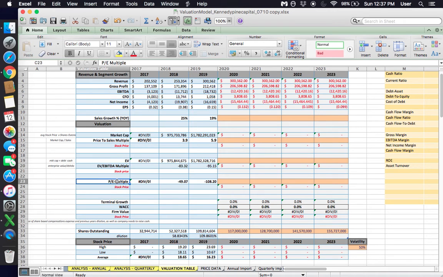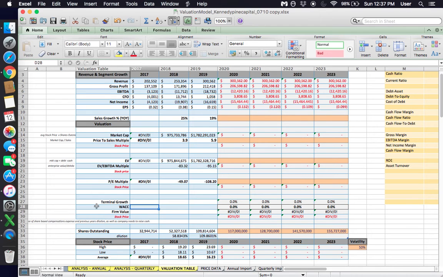Then you've got your price to earnings multiple, which is typically for mature companies, companies that are not growing as fast. You'll typically see that the price to earnings multiple will be the same or close to the same for every year, because that's just the average multiple that the business trades at. So that's something you want to take into account.